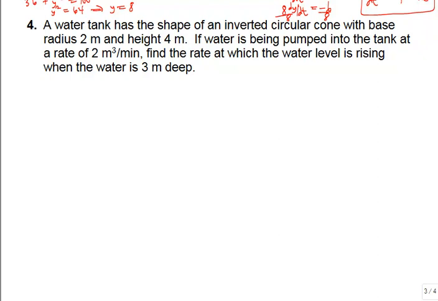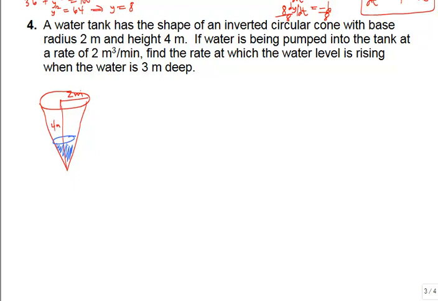So first of all, let's draw our tank. Our tank is an inverted circular cone. So you want to think of that as like an ice cream cone shape. It's a cone that's upside down. And the tank itself has a base radius of 2 meters. So that would be this dimension right here, and a height of 4 meters. So that's that height right there. Now we're pumping water into this tank. So at some moment in time, we have this much water in our tank. But as we pump in more water, that's going to rise and get taller and taller and taller.